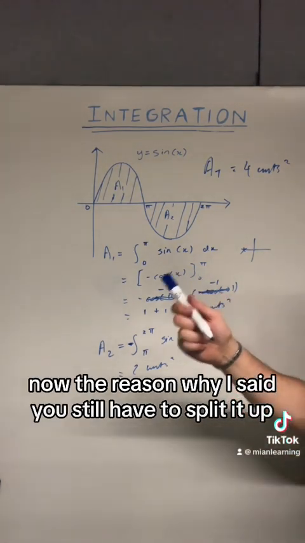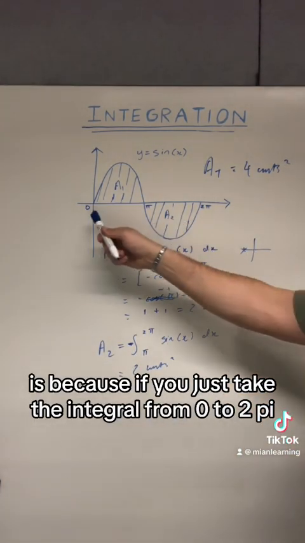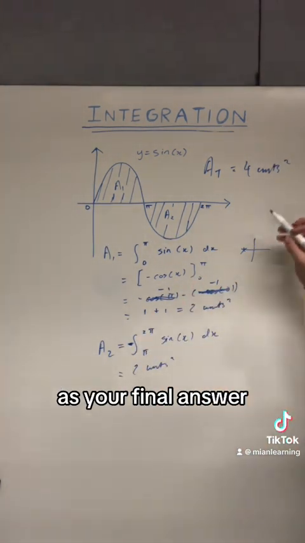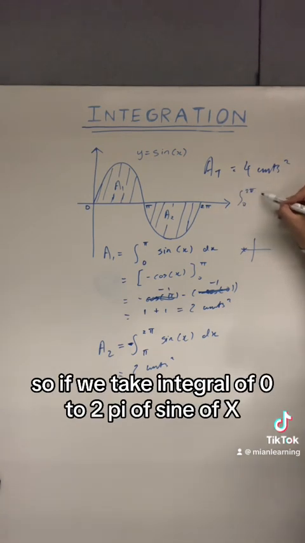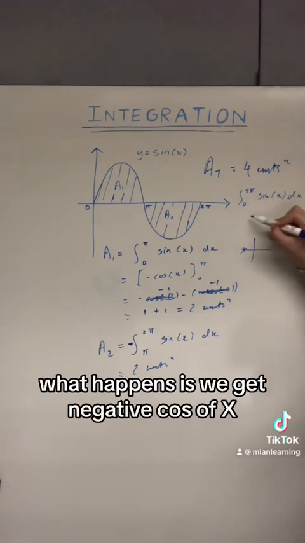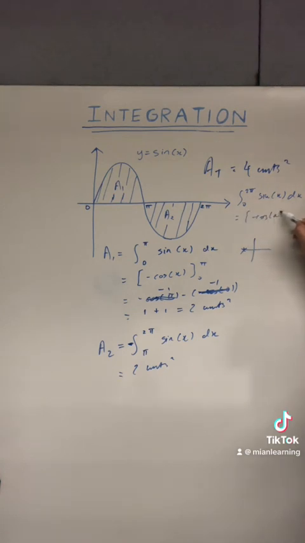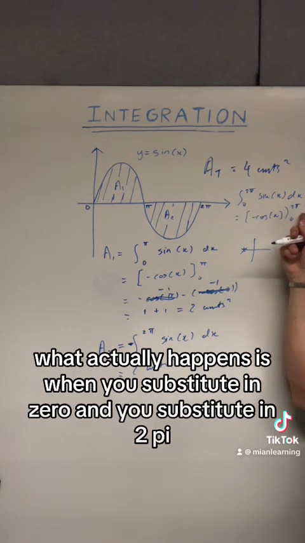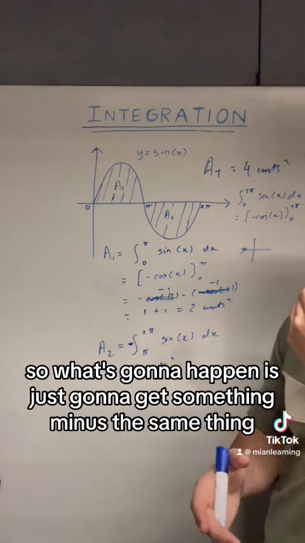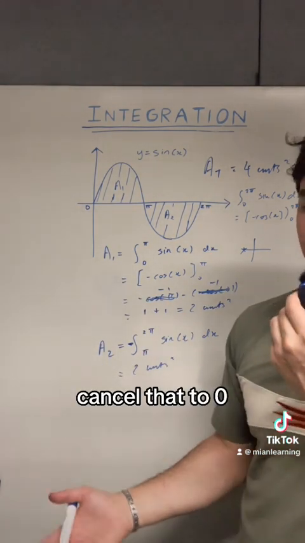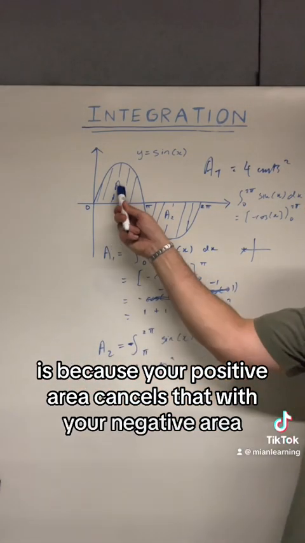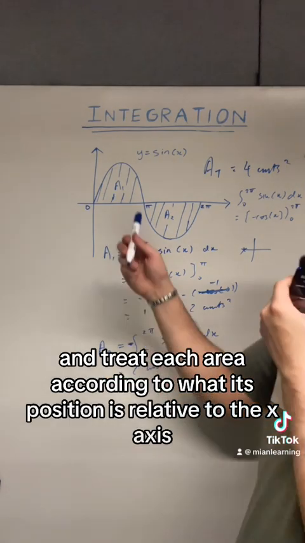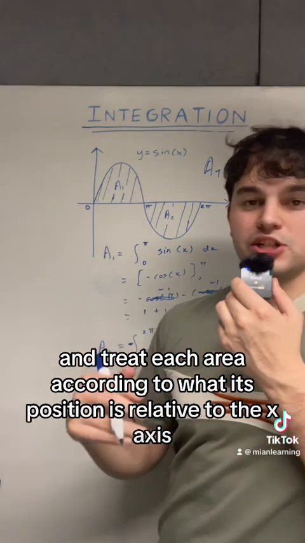Now, the reason why I said you still have to split it up is because if you just take the integral from 0 to 2 pi, you're actually going to get 0 as your final answer. So if we take the integral of 0 to 2 pi of sine of x, we get negative cos of x, and we have to substitute in 0 and 2 pi. But what actually happens is when you substitute in 0 and you substitute in 2 pi, you actually get the same result. So you're just going to get something minus the same thing, which cancels out to 0, and the reason why it cancels out to 0 is because your positive area cancels out with your negative area. So even if you use symmetry, you still have to split this up and treat each area according to what its position is relative to the x-axis.